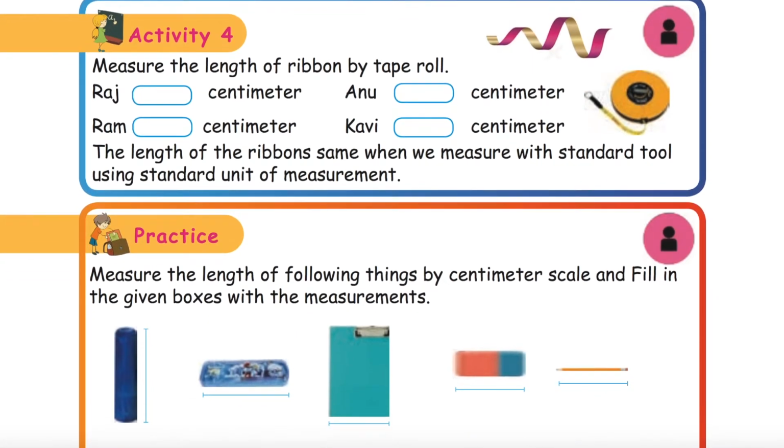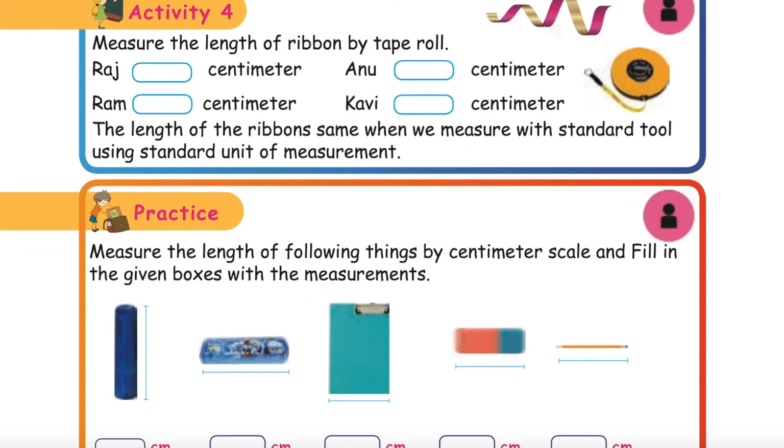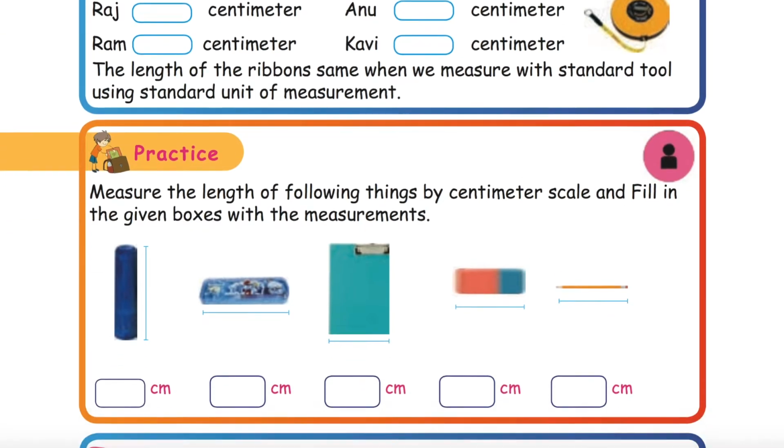Measure the length of the ribbon with a tape roll. Raju, Anu, Ram, Kavi, everyone measures the same ribbon using a tape. The length of the ribbon is the same when we measure with a standard tool using a standard unit of measurement.